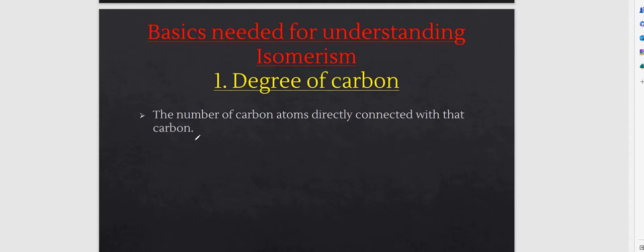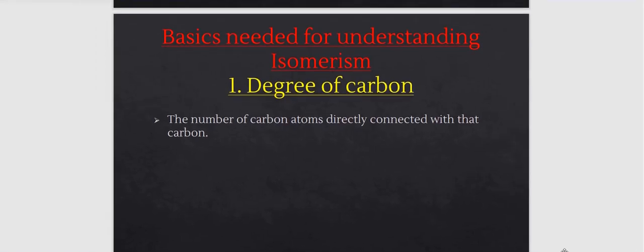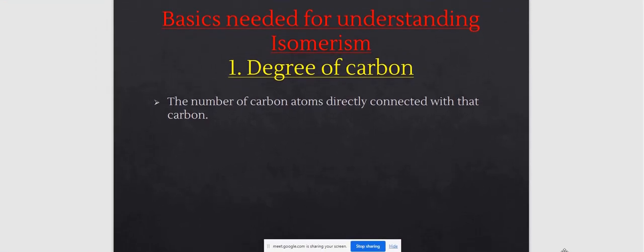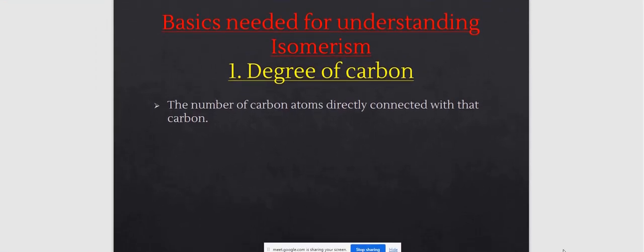Basic things needed for understanding isomerism. Do you have any idea about isomerism? Yes, ma'am. What do you know about isomerism? Ma'am, the different ways in which a bond can be changed. The molecular formula will be same, but the structure will be different. So the compounds will have the same molecular formula but a different arrangement of atoms, right? Related to that, we will see some basic things.